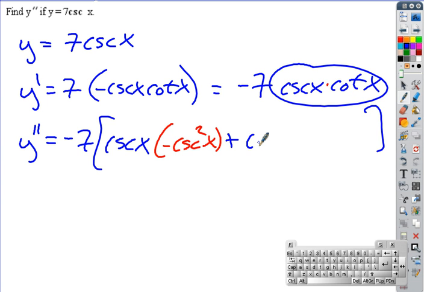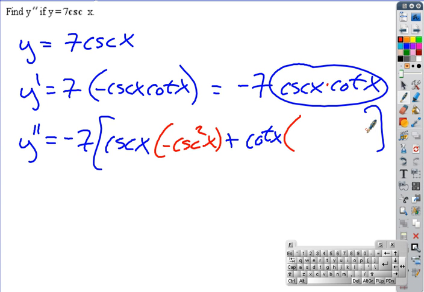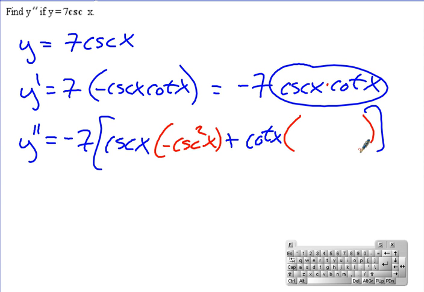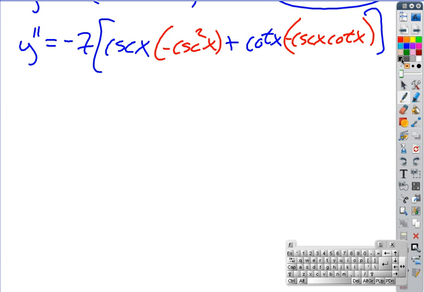the second times the derivative of the first. What's the derivative of cosecant x? Well, we already did it. Negative cosecant x cotangent x. So that's our answer, right? We just need to probably simplify that a little bit. The simplifying part isn't that bad.